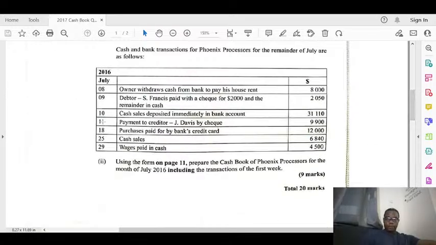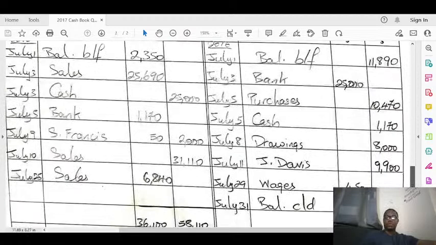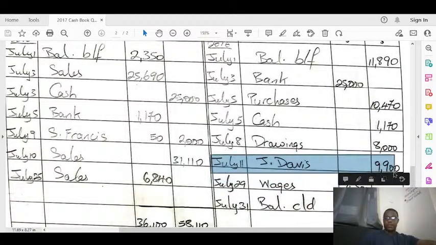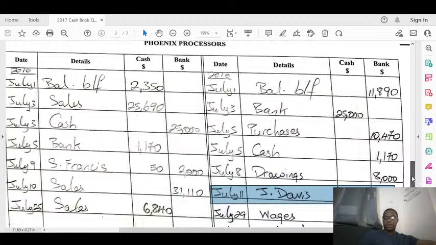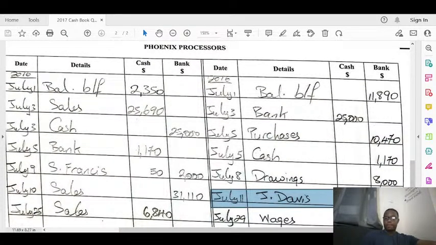So we're moving on. July 11. Payment to creditor J Davis by check. Right? So you are now paying. July 11 is really the opposite of July 9. You know? In July 9, you're receiving money, right? Cash and bank. And in July 11, you're paying our creditor, but you're paying the creditor using a check. And once you're paying money, it's coming out of the cash book, which means it's going to be on the credit side. So here it is, on the credit side in the bank column too, because it did say by check.